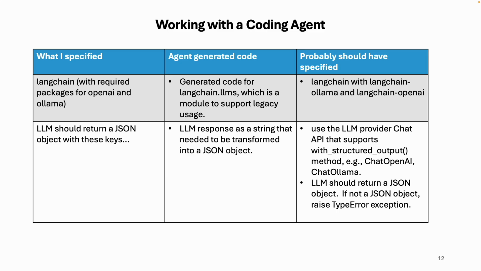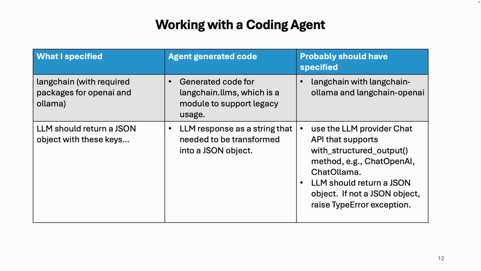This is another good example of where specifications weren't quite specific enough. I told the agent to use LangChain with the required packages for OpenAI and Ollama, but it didn't explicitly say which modules. The agent defaulted to using langchain.llms, which is meant for legacy support. What I really needed was the newer langchain-OpenAI and langchain-Ollama modules.